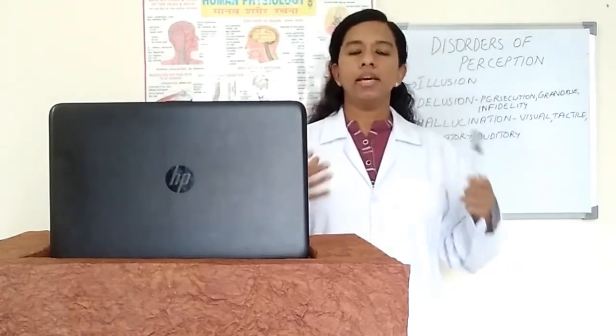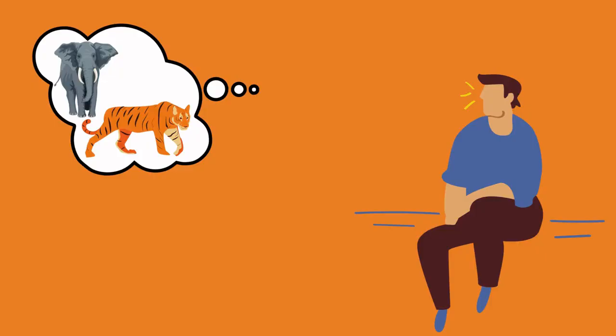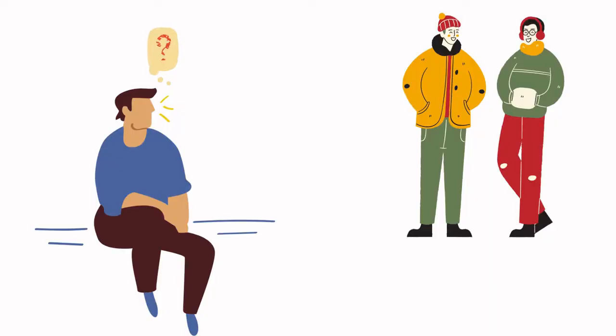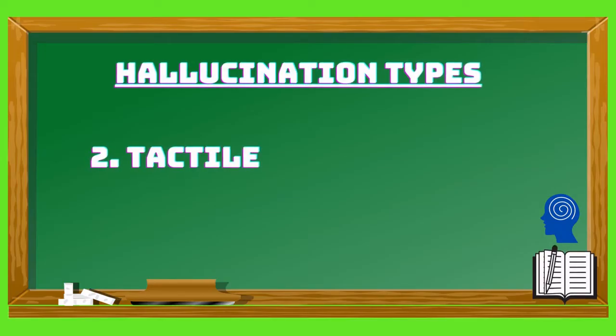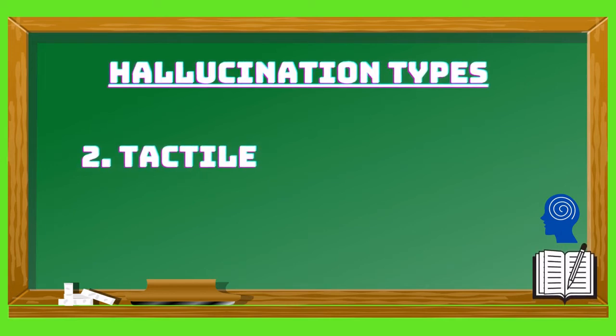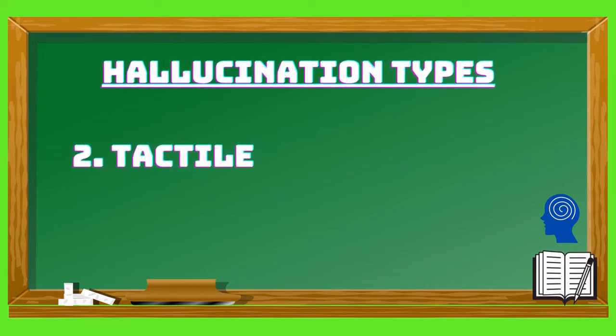Somebody says that there are black cats in the corner of the room. Actually, there was nothing. So he is seeing the black cats inside the room, or he is seeing some animals, or he is seeing someone who is not at all present there. That is the visual hallucination. The next common hallucination seen in psychiatric patients is tactile hallucination. Tactile means touch. So the five senses have disorders of perception, that is hallucinations.